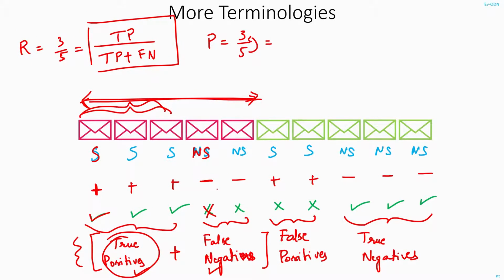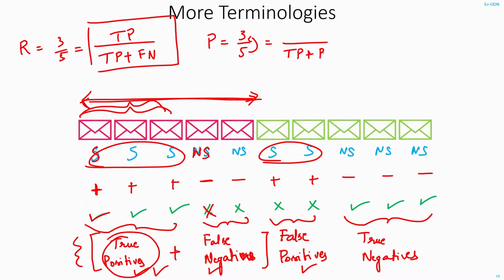How did I get this calculation? How many emails did my model identify? These 5 of them, which is nothing but the sum of true positives and false positives. Let me write TP and FP in the denominator. And what do I have in the numerator? Again, I have the TP, that is true positives. So precision is this ratio.